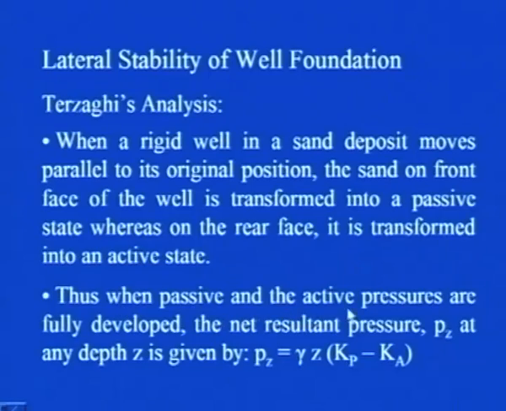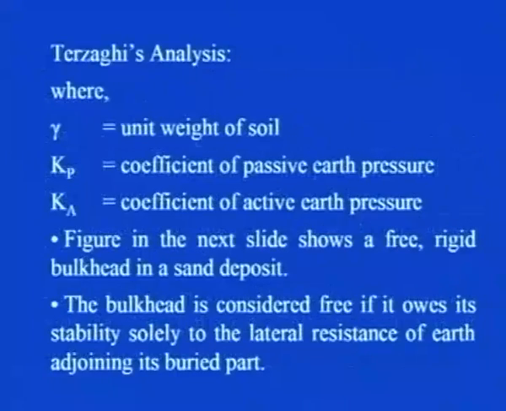Thus, when the passive and the active pressures are fully developed, the net resultant pressure, if I represent it by Pz at any depth z, will be given by Pz is equal to gamma z into Kp minus Ka. This is when both the pressures, active and passive, are fully developed, and you know that the well has to displace sufficiently for the full development of this active and passive pressure, where gamma is the unit weight of soil, Kp is the coefficient of passive earth pressure, and Ka is the coefficient of active earth pressure.